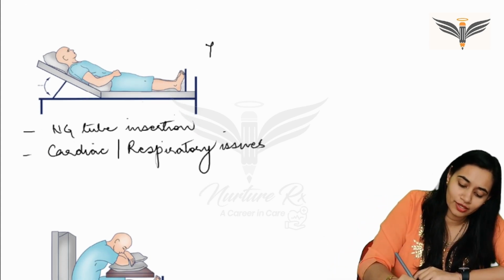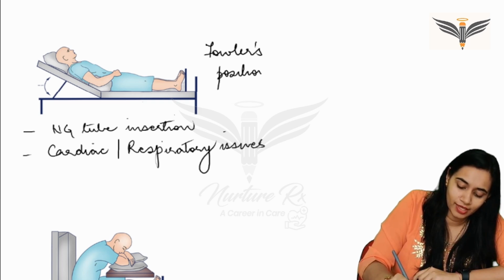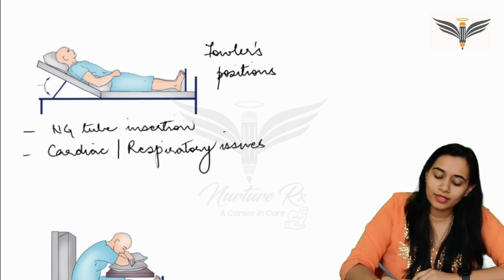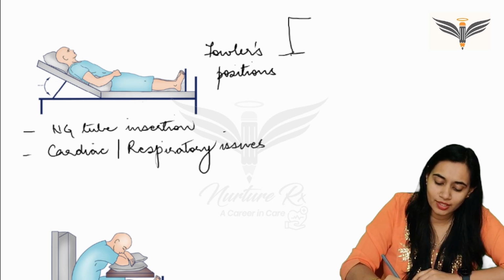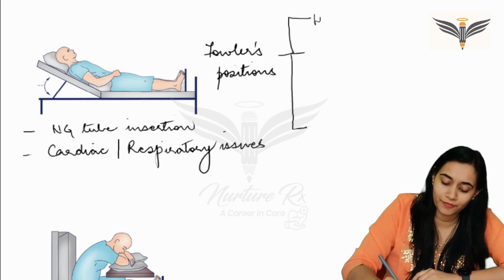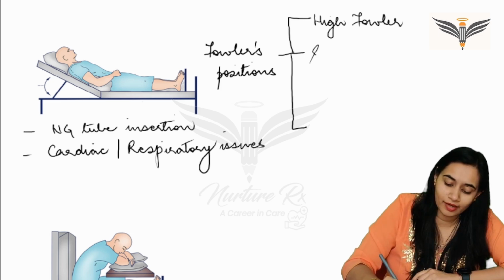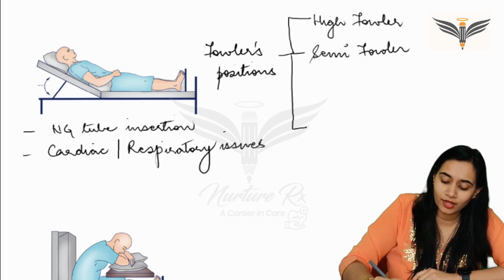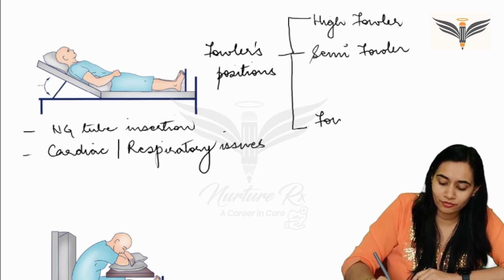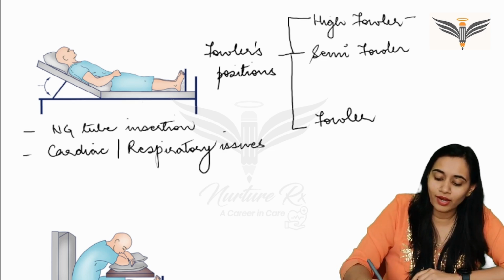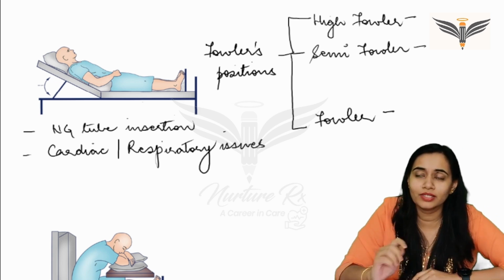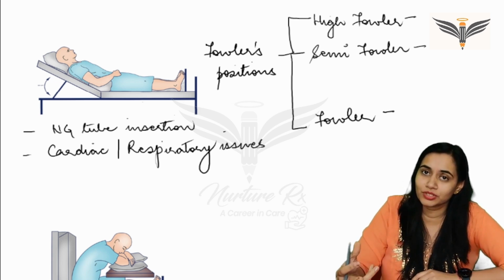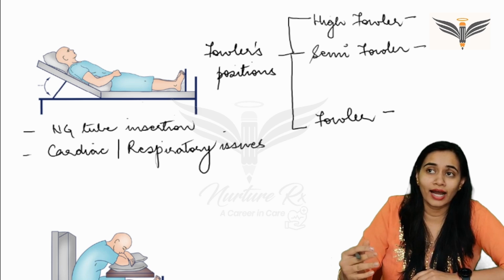Now coming to the next. This is your Fowler's position. Now Fowler's position is of three types. It can be high Fowler, it can be semi-Fowler, or it can be Fowler. Right? So why high Fowler, semi-Fowler and Fowler? All of them have different uses, but how would you identify?